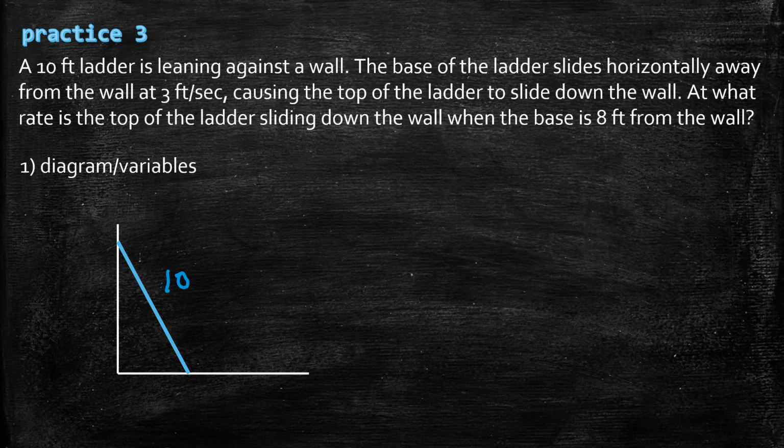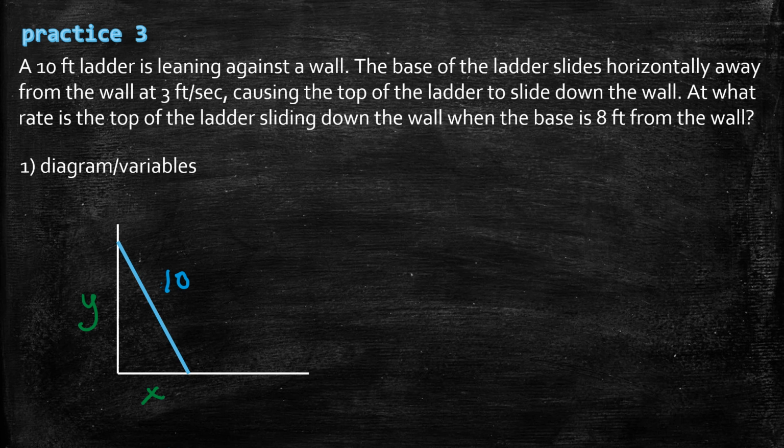feet long. Now we need to assign variables. We know that the bottom of the ladder is sliding out and the top of the ladder is sliding down, so those are the quantities that are actually varying. So we should give a variable, we call x, the distance of the base of the ladder from the wall, and let's call y the height of the ladder up against the wall.